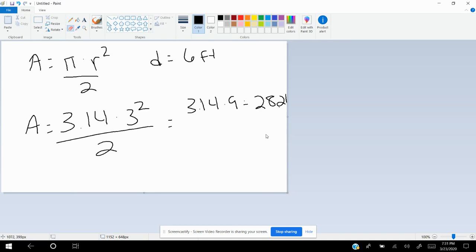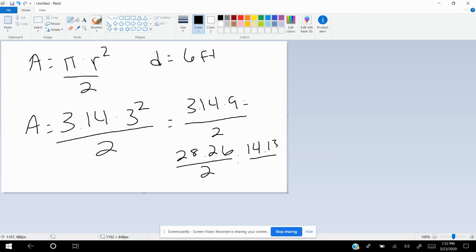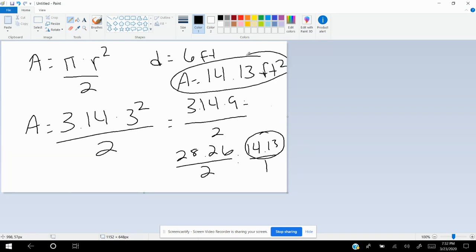Apparently there's no room there, so I'll try to write that below. So we've got that all divided by 2. 28.26 divided by 2 is going to become 14.13. So the area is going to be 14.13 square feet. That's the last one there.